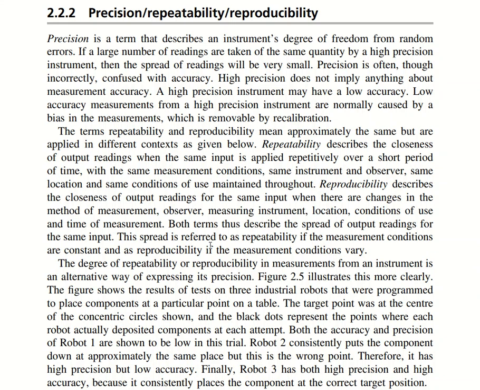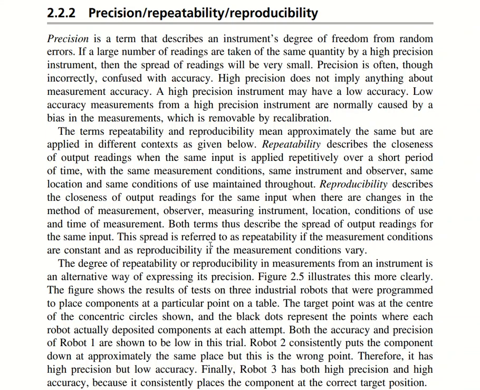Precision is often incorrectly confused with accuracy, but accuracy and precision are two totally different things. High precision does not imply anything about measurement accuracy. A precision instrument may have low accuracy, but low accuracy measurements from a high precision instrument are normally caused by bias in the measurement, which is removable by recalibration.